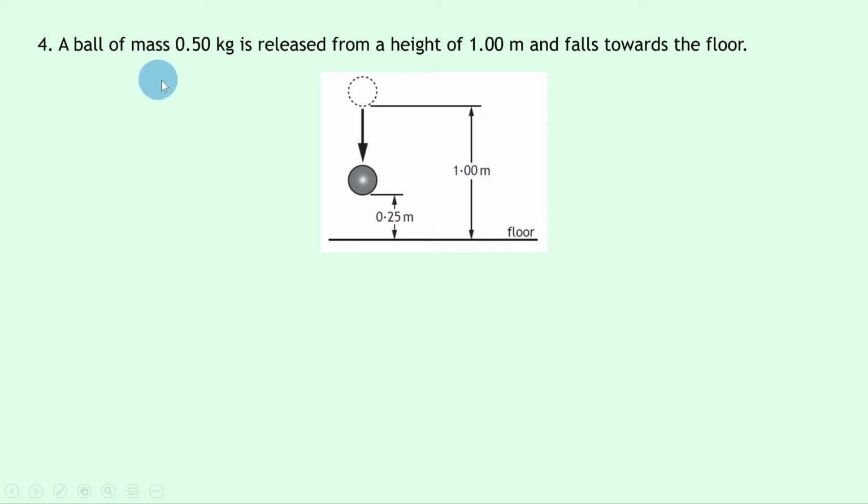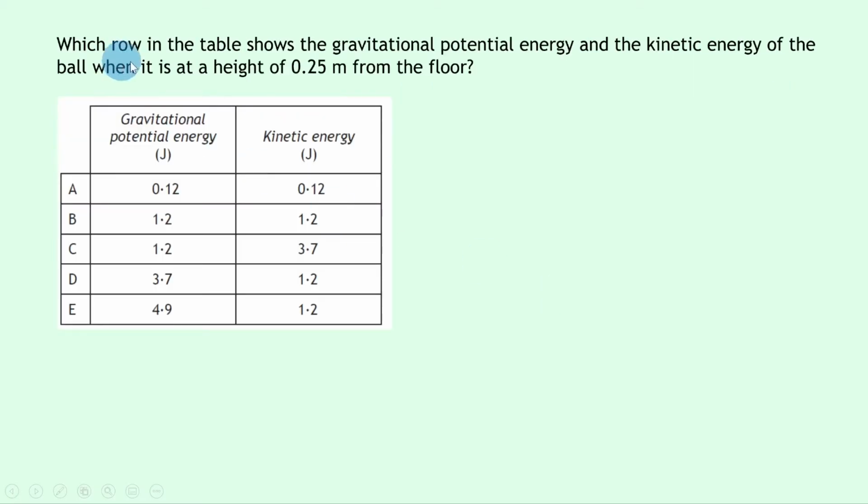Question 4 says a ball of mass 0.5 kilograms is released from a height of 1.00 meters and falls towards the floor. And you can see that in the picture here. It then says which row in the table shows the gravitational potential energy and the kinetic energy of the ball when it is at a height of 0.25 meters from the floor.